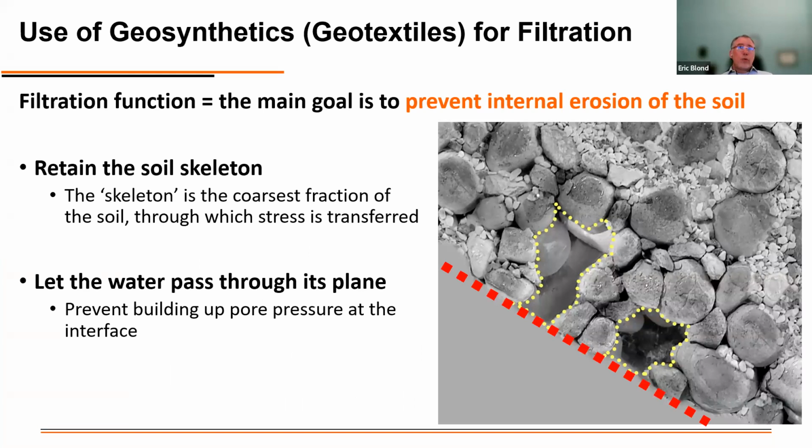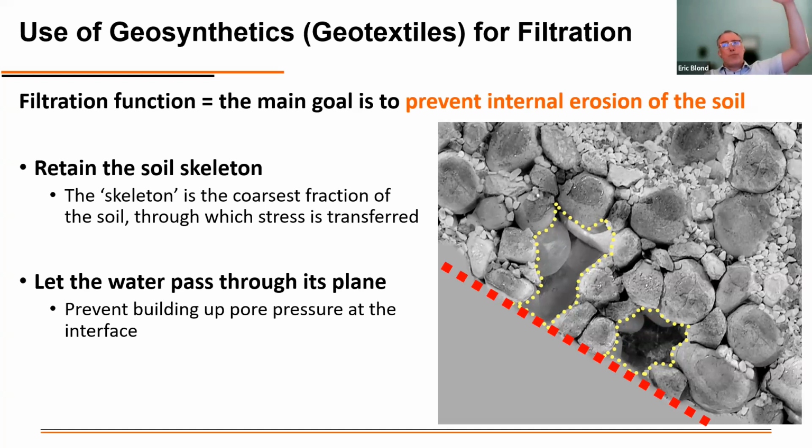The filtration function's main goal is to prevent internal erosion of the soil. What we mean by preventing the internal erosion of the soil is that we need to retain the soil skeleton. It does not mean that we're going to retain 100% of the particles. We're retaining only the soil skeleton, which is a coarser fraction, the coarser fraction through which a stress is transferred.